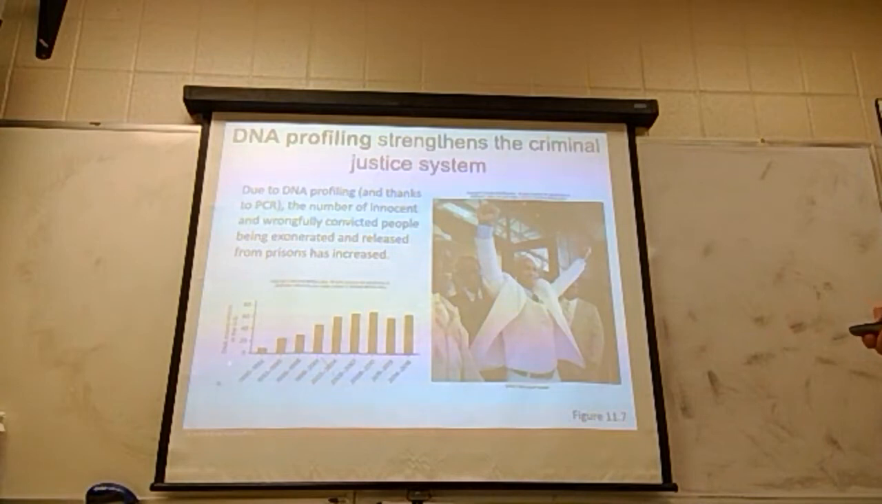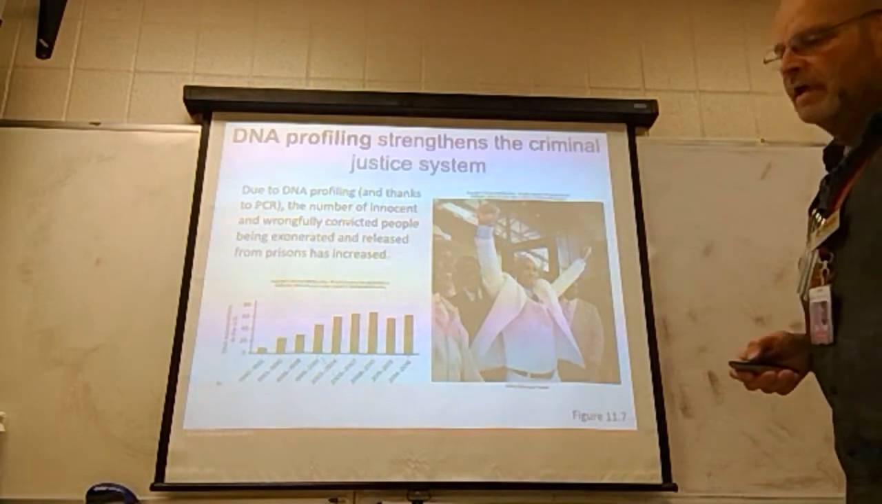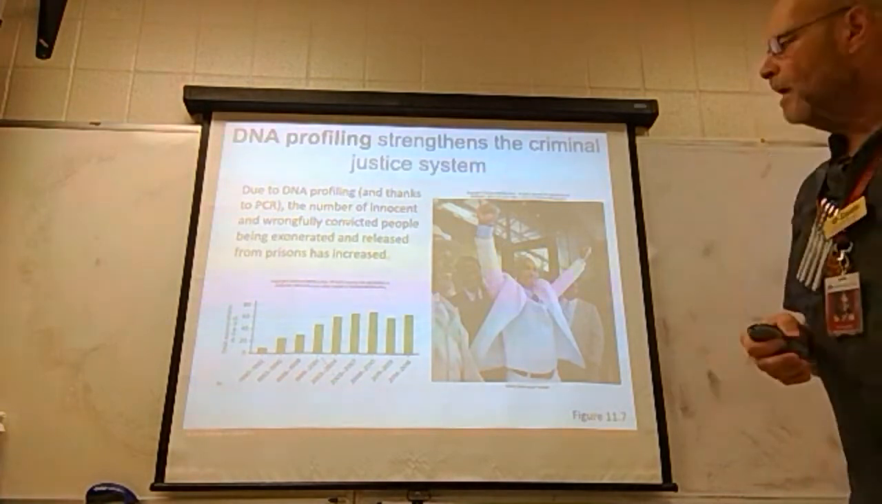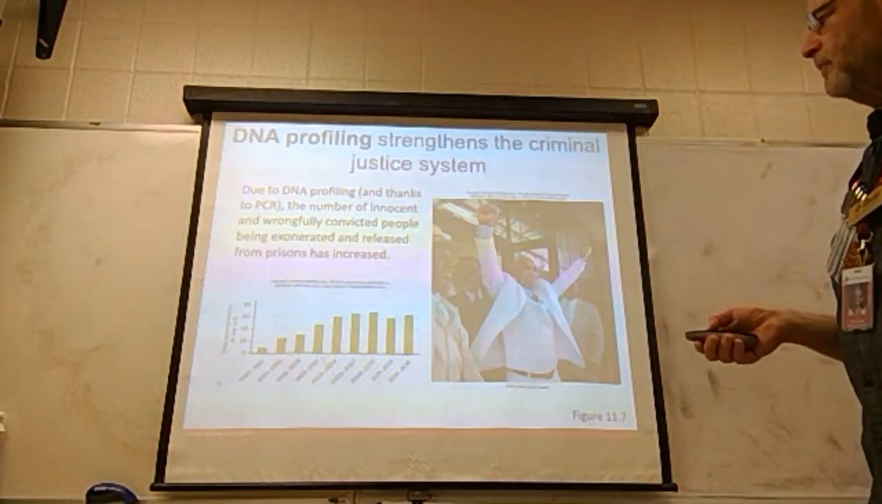You can see this started in the early 90s. It gained traction, and starting in the early 2000s, you see there's DNA exonerations in the United States. It's been hovering right around 60 every year since then, every series of years. And basically, this is a number that's going to continue to be like it is.